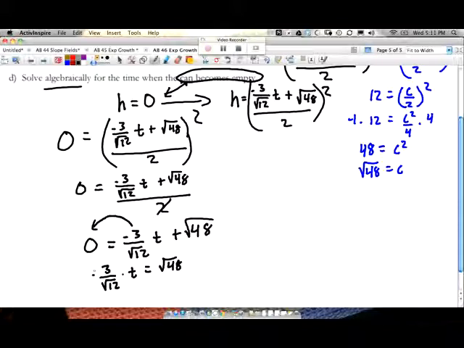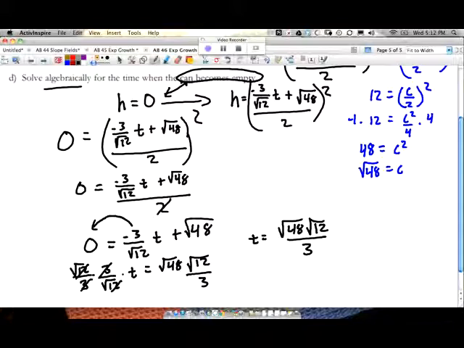So now I've got to get rid of this fraction here. So I'm going to multiply by square root of 12 and divide by 3. And that'll give me t. So t equals square root of 48 times square root of 12, divided by 3. And technically that's done. If I were to do a multiple choice question, I could figure this out, but let's go ahead and simplify.